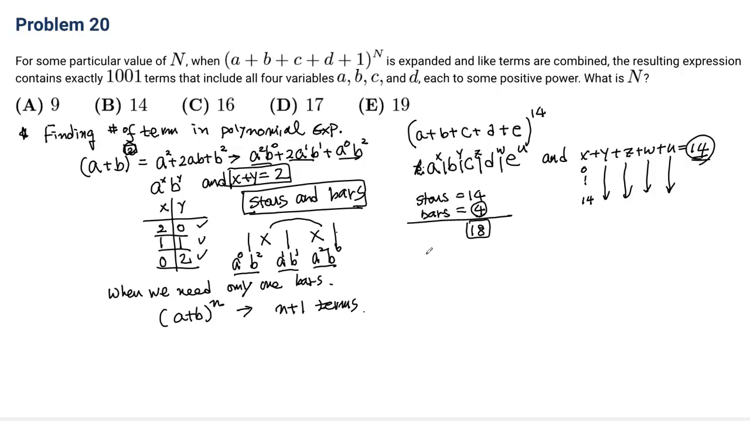So 18 choose 4 is 18 times 17 times 16 times 15, divided by 4 factorial, which is 4 times 3 times 2 times 1. So how much is this number? I'm going to use a calculator. Yeah, 3060 terms. In this case, 3060 terms are there.